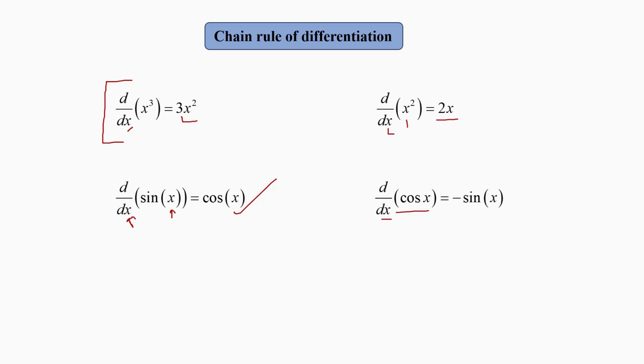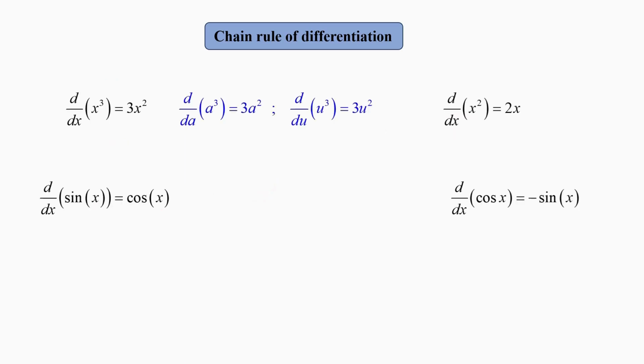But notice one thing here. If we change the variable here, which is x, if we change it to a or u, the derivative will be same. I mean, the derivative of a cube with respect to a is 3a square only. The derivative of u cube with respect to u is 3u square only. So it doesn't matter whether we are taking x, a or u or any other variable. The result will be the same in all these cases.